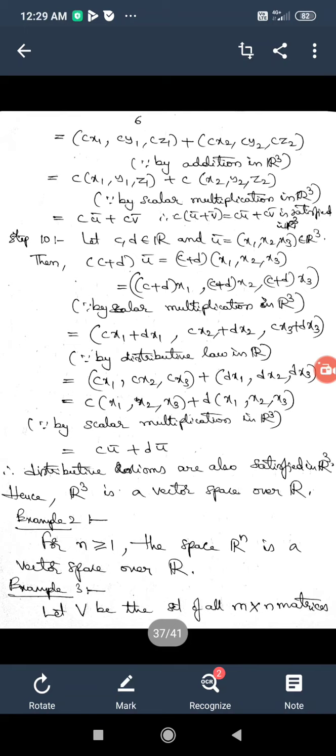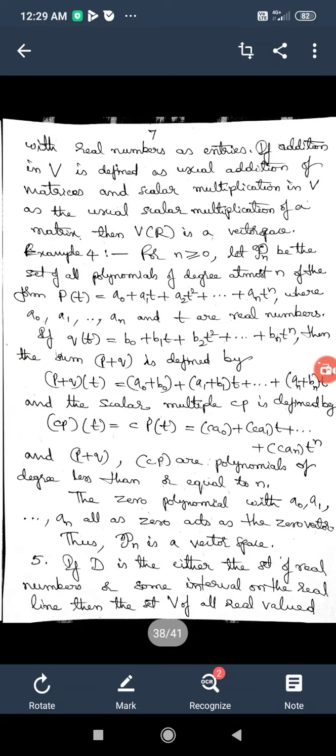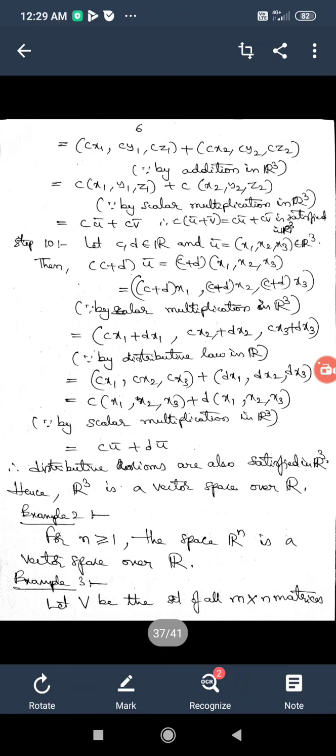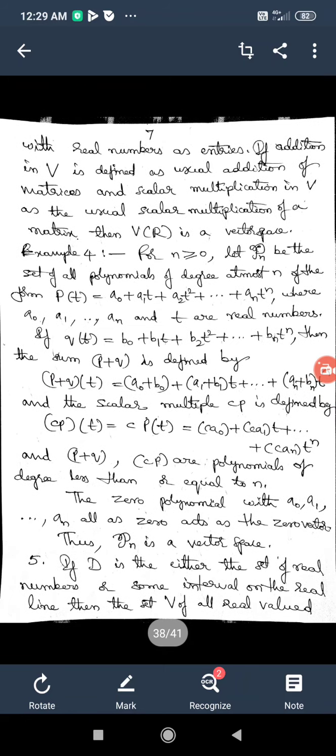So next, in example 3, I have taken V as the set of all m by n matrices with real numbers as entries. To prove that V is a vector space, we need two operations. One is addition and the other one is scalar multiplication.